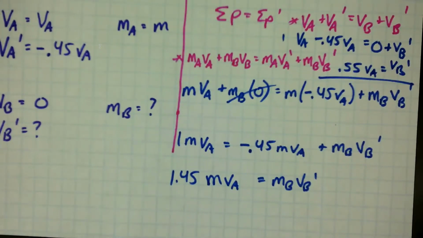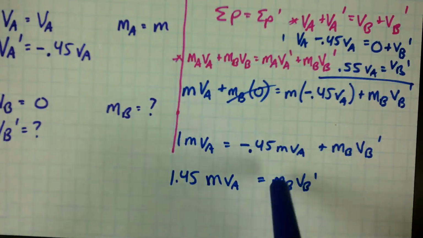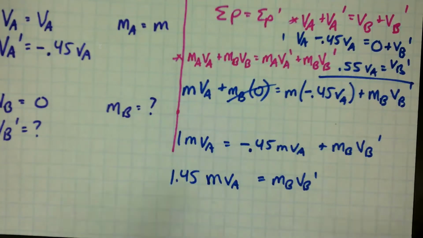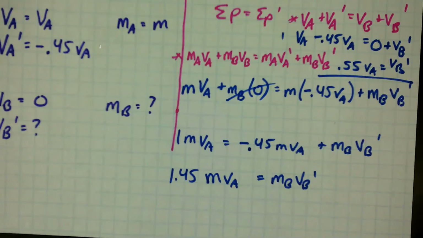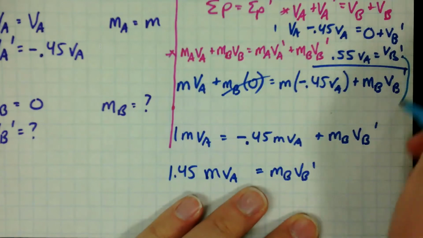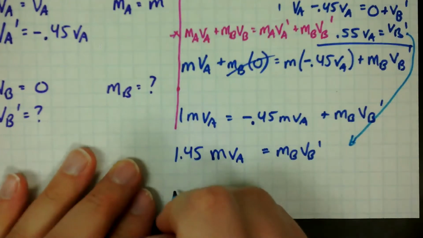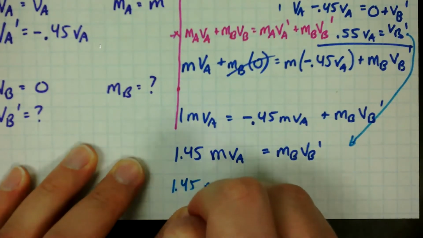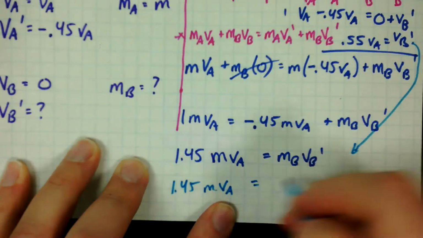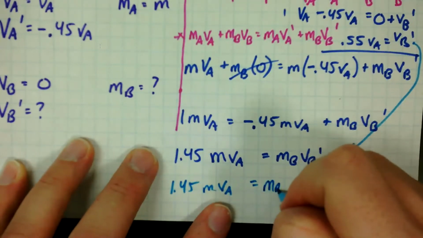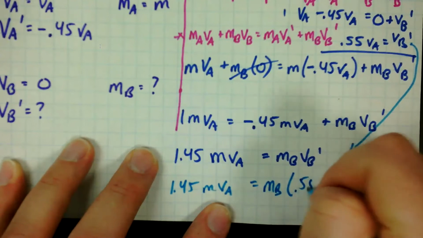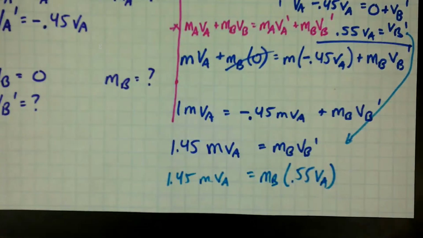Now, what are we trying to get out of this problem again? Trying to figure out what this mass B is, right? What can I do with these two to get that mass B? I should be able to substitute this in here, right? So I should be able to say 1.45 MVA equals MB times 0.55 VA.